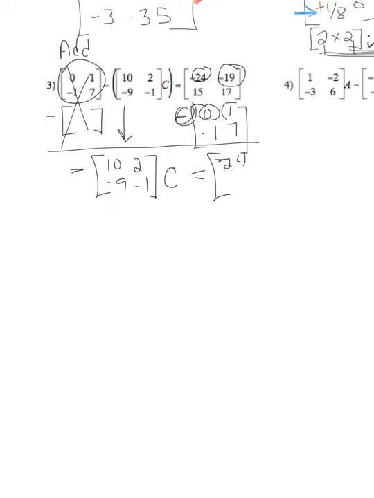-19 minus 1, so -20. 15 minus -1, so 15 plus 1, 16. And 17 minus 7 for 10.